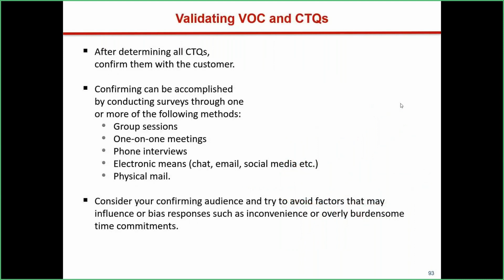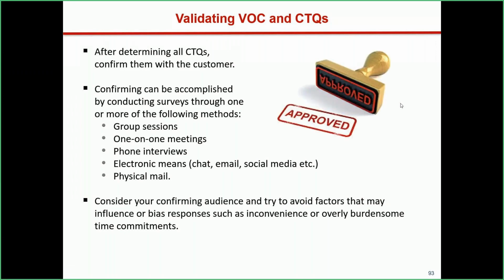Moving on to validating VOC and CTQ. So after determining all CTQs, confirm them with the customer. That is what they mean. Confirming can be accomplished by conducting surveys through one or more of the following methods: group sessions, one on one meetings, phone interviews, electronic means that might be chat, email, social media, etc., or physical mail as well. Consider your confirming audience and try to avoid factors that may influence or bias responses, such as inconvenience or overly burdensome time commitments.